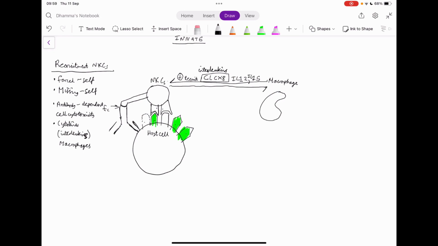So let's move on to their actions. Why do we need NKCs at the site of infection? Well, they have two roles. Firstly, they have one overarching role, which is to cause the destruction of a virally infected cell, for example, or when it's a host cell that's gone wrong. So it could be virally infected. I suppose other examples are cancer cells, or in an autoimmune response, host cells that are deemed to be dangerous.